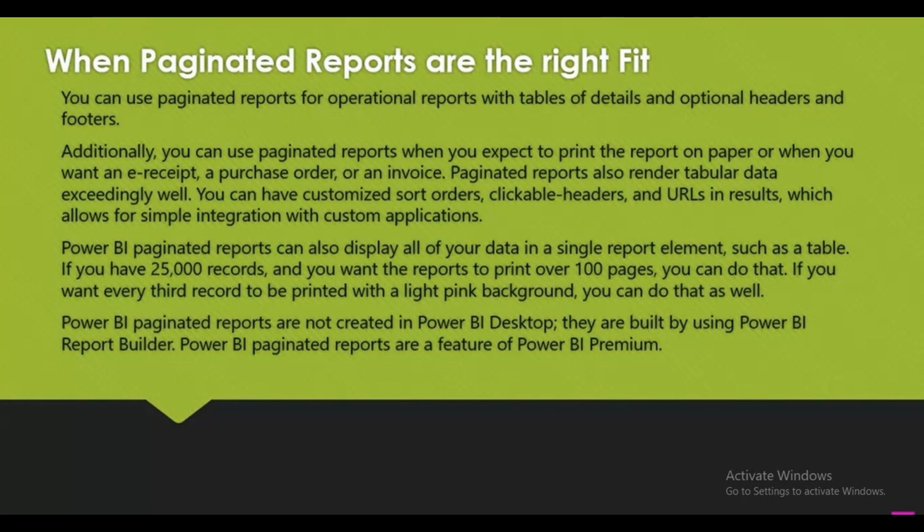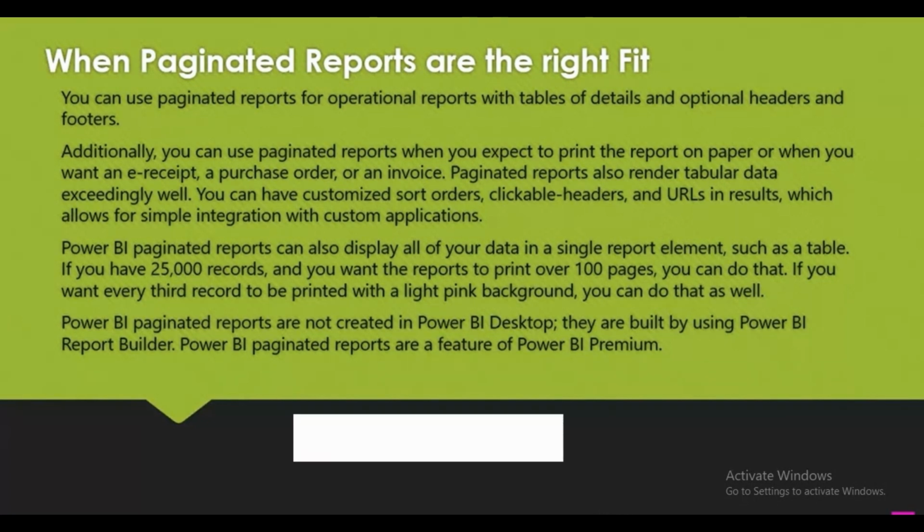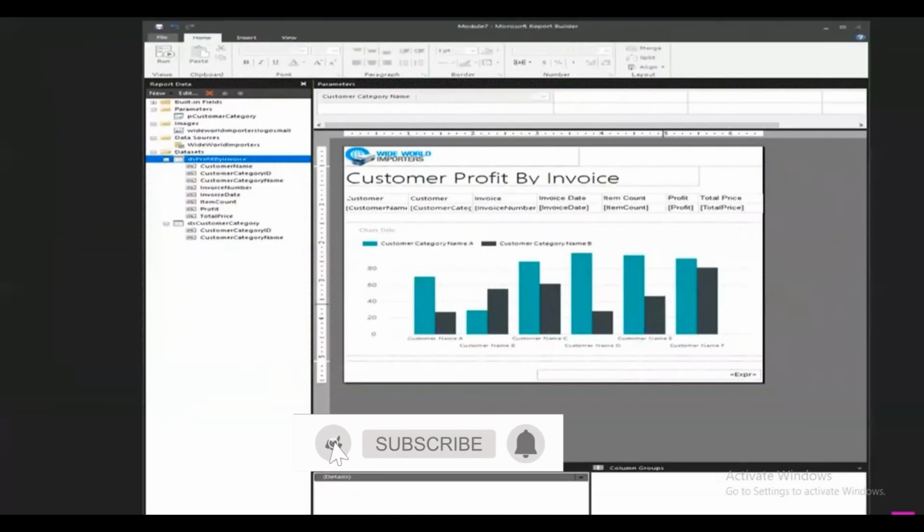Okay, so if you have 25,000 records and you want to print the report over 100 pages, you can use paginated reports. And even if you want every third record to print with a highlighted color, you can do that as well. This kind of formatting is best done in paginated reports. As I told you, it will not be created in Power BI Desktop. We'll be using Power BI Report Builder, and it's a feature of Power BI Premium, where we need premium licenses for publishing this report and sharing it with other teammates.